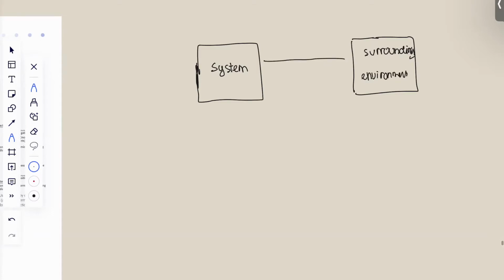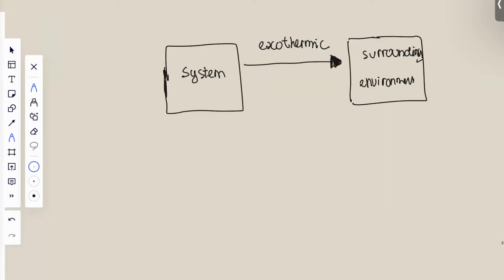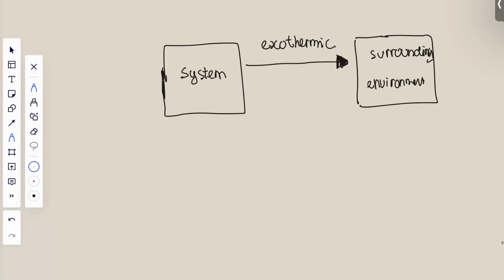Okay. If energy is transferred from system to the environment, this process is called exothermic or endothermic? Exothermic. Very good. And in chemistry, we take the point of view of the chemicals. Exo means out. The energy is transferred out from system. Then the delta H is positive or negative? Negative. Because we take the point of view of the system. The system is losing heat energy.